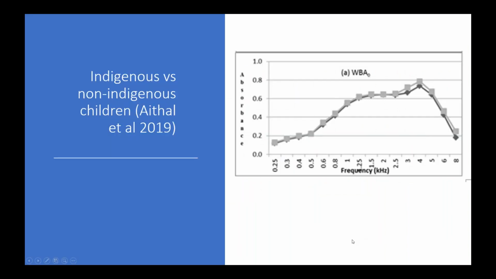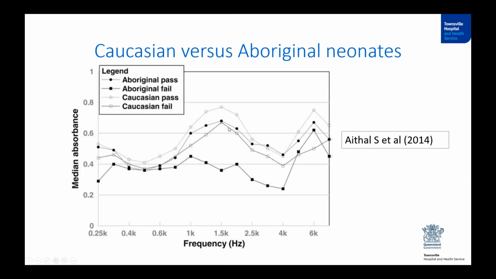We studied a group of indigenous versus non-indigenous children, and indigenous children in Australia have a very high incidence of middle ear diseases. When we compared, there was no difference between the indigenous and non-indigenous group. However, a very interesting finding was a significant difference in the absorbance measurements of the Aboriginal and the non-Aboriginal infants at birth. Even when they passed a test battery of 4 different tests, their absorbance was low compared to that of the Caucasian infants.